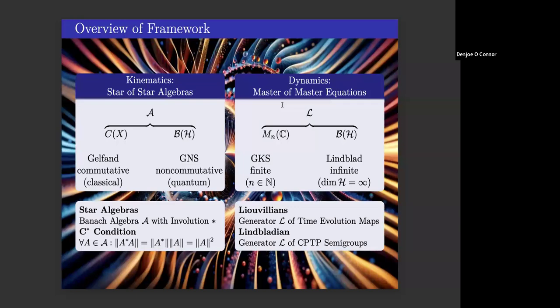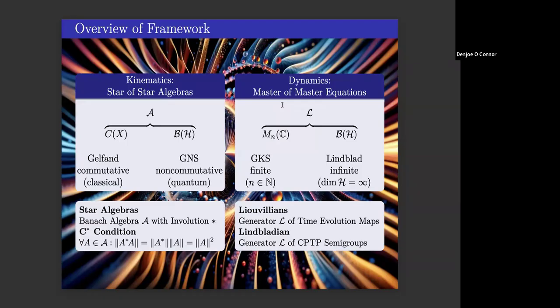Because you have this additional C-star condition, which is needed in lots of physical settings. And then the master of master equations, of course, you have lots of master equations generated by Liouvillians. But then you have, in the quantum setting, the CPTP, the completely positive trace preserving semigroups, and they are generated by Lindbladians, and I will talk about this.